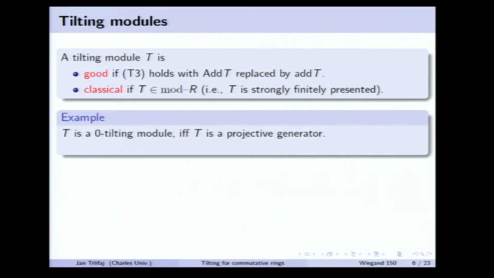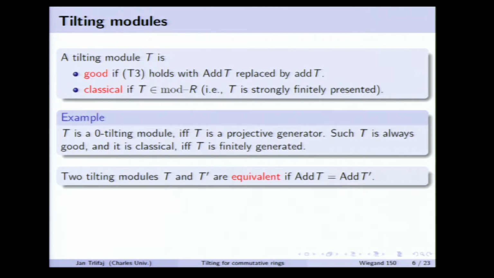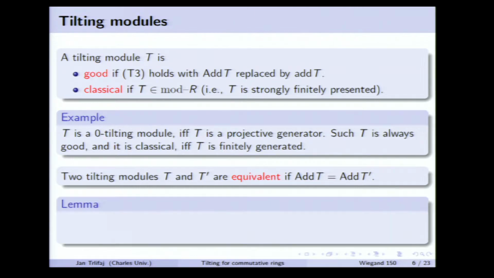So for example, the zero tilting module, if you look at the definition, is nothing else than the projective generator, not necessarily finitely generated. That comes from conditions T1 and T3; T2 is automatic. So this is always good by definition, and it is classical if and only if it's finitely generated. So it's a progenerator in the sense of Morita. And we will say that two tilting modules are equivalent if the add classes are the same.